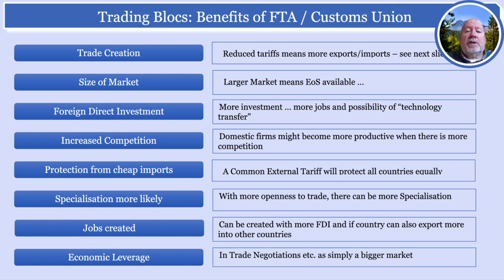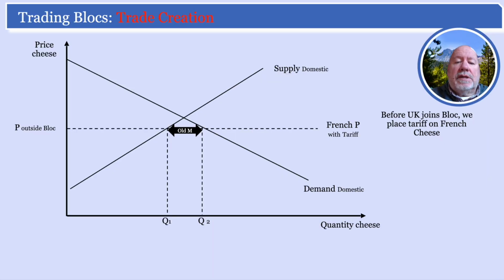Okay, now let's look at this. The trade creation diagram is important. You've got to be able to use this in the exam. So what we're looking at here, and it's really important that you spot this, this is a UK market. So this is the UK market for cheese, and the French produce really good cheese, and it has lower cost than the UK, and we don't want so much cheese from them, and so we in the UK had put a tariff before we joined the customs bloc, the European Union in this case. We placed a tariff so that our imports were only that distance there.